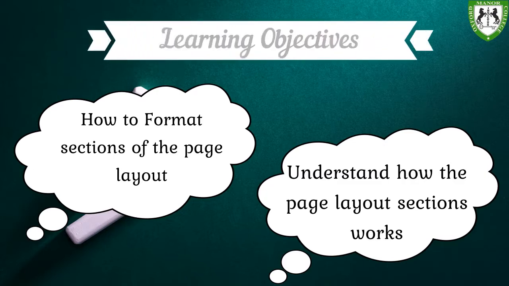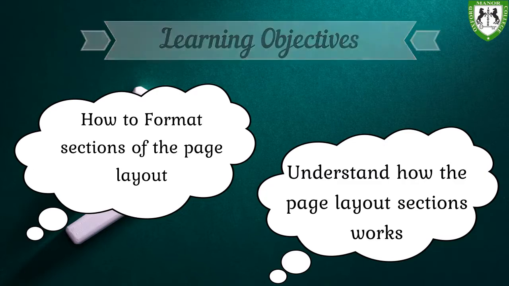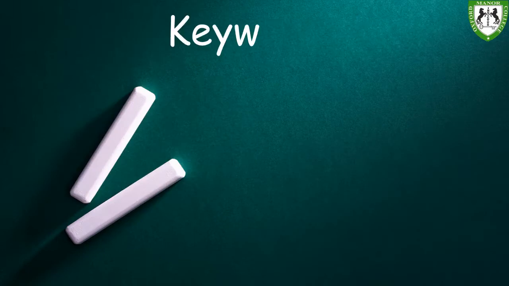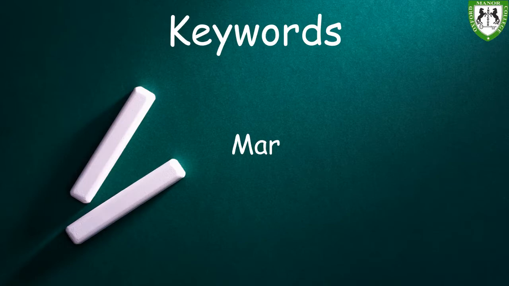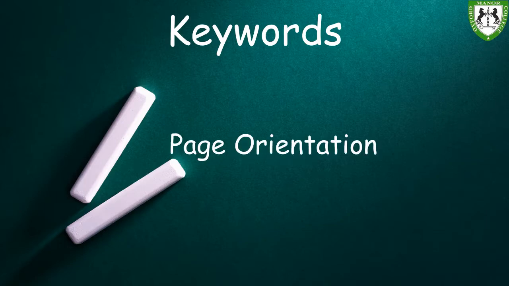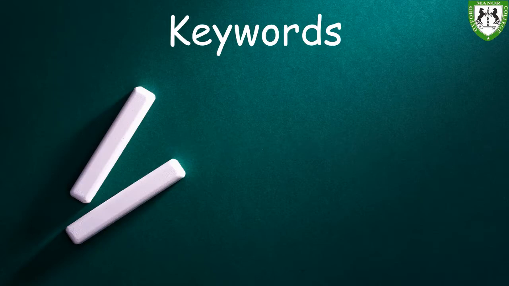learning objectives for today. Some of the keywords we're going to come across today are the margins. We're going to look at the page orientation. We're going to talk about the page size. We're going to look at page columns. We're going to look at page breaks. We're going to talk about the line numbers. And finally, we're going to look at the hyphenation.